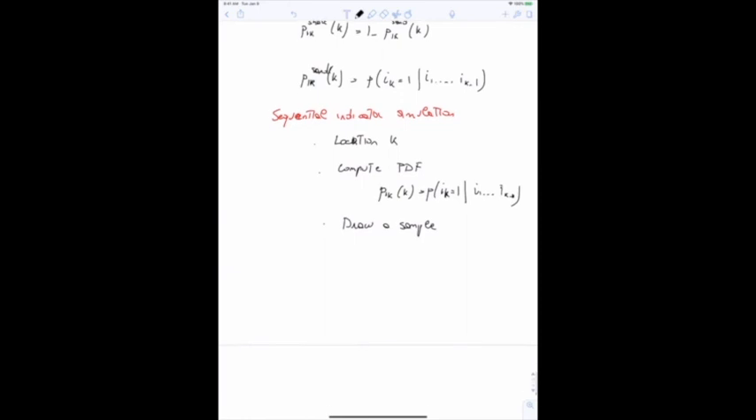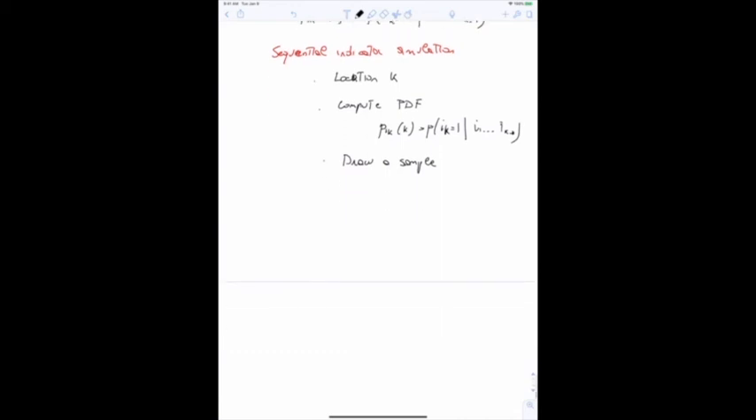The way to do it is you draw a random number uniformly distributed between 0 and 1. If it is greater than pik, then this is equal to 1. And if it is less than pik, this is equal to 0. And then you repeat the procedure.